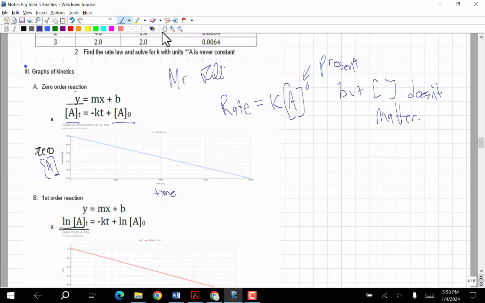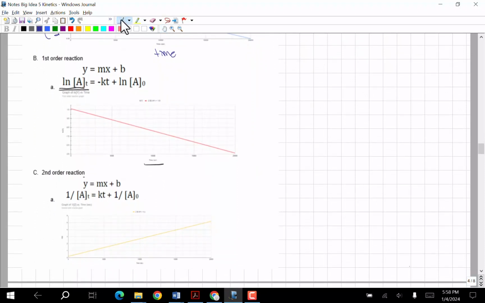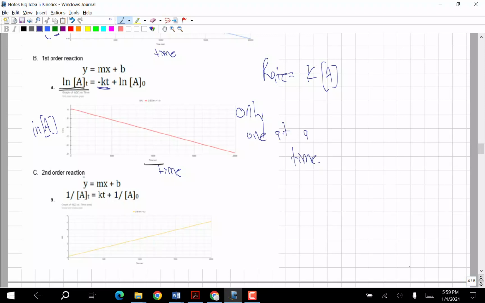But if it's first order, again, we're looking at y equals mx plus b, and notice how we're changing these. This is now lna, right? This is still time. And y equals mx plus b. Notice it's going to have a negative k, so it's going to have a negative slope. So first order again, this would be rate equals ka. Now, these graphs will only ever do only one at a time. So you can't change the concentration of B. You won't have two lines on it, like another one for B or something like that. So just one at a time, okay?